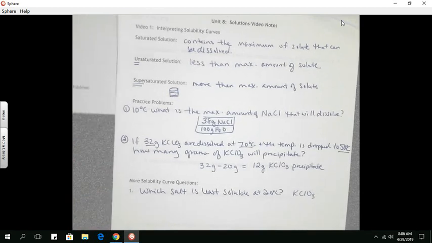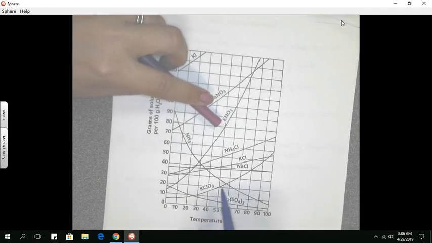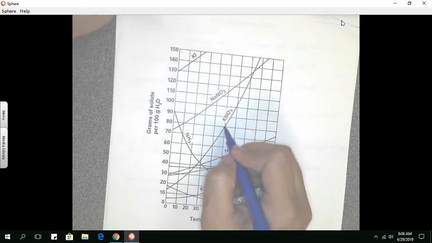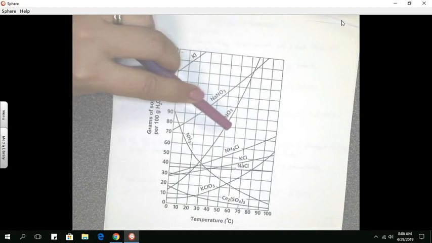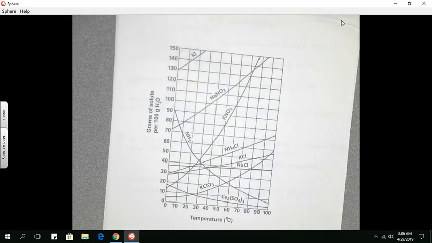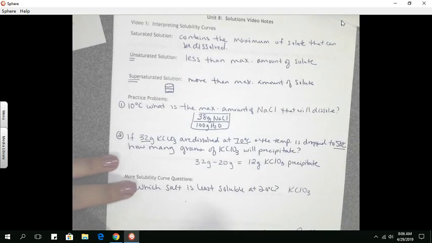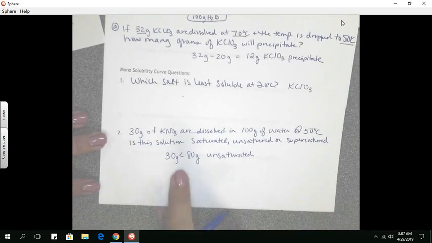So we find our potassium nitrate here, and we find 50 degrees right here, and we find that at 50 degrees, 80 grams makes it a saturated solution. So when it's directly, the value directly on the line, that's the maximum amount. So that is our saturated solution. So we dissolve 30, and so since 30 grams are less than our 80 grams, this is an unsaturated solution. Okay? Unsaturated.